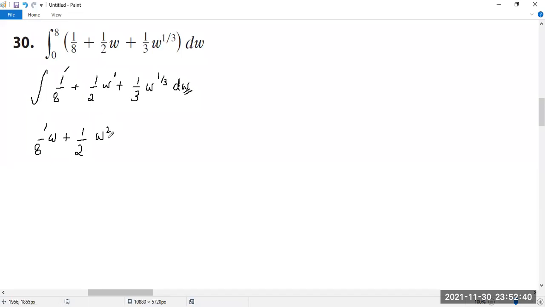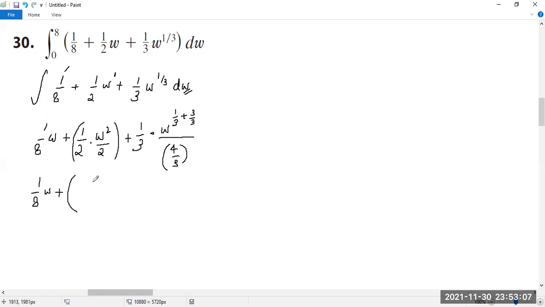So we add 1 to the top, and then we divide by whatever our exponent is now. So this is what we have here in the middle, and then we'll add. So we ignore the constant again. We'll add 1 to the top, so we'll say w to the 1 over 3 plus 3 over 3. We're adding 1 to the top, divided by whatever that exponent is. So now this exponent is actually 4 over 3. So here we have 1 over 8 times w plus w squared divided by 4 plus 1 over 3 multiplied.